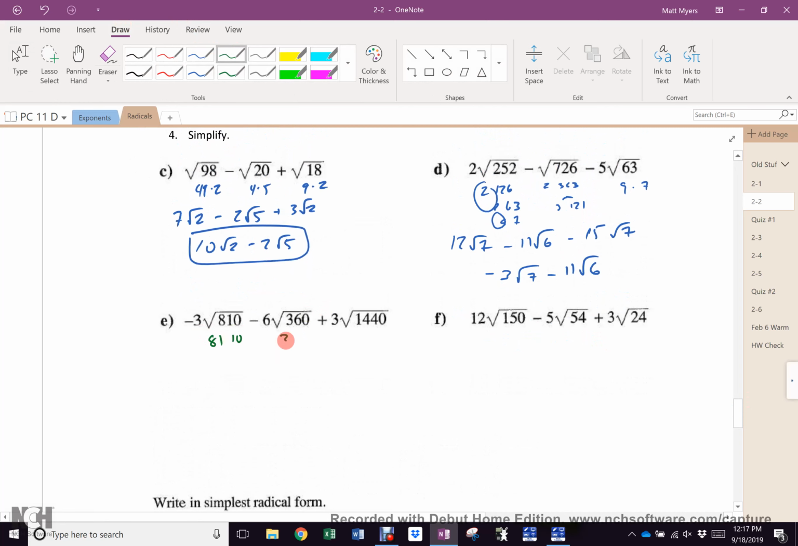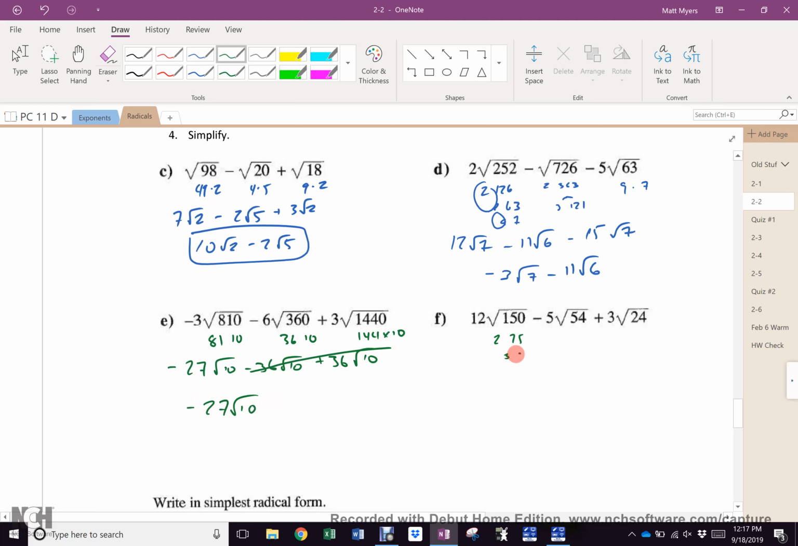81 times 10, 36 times 10, 144 times 10. Negative 27 root 10 minus 36 root 10 plus 36 root 10. Minus 36 plus 36 gone. Negative 27 root 10.